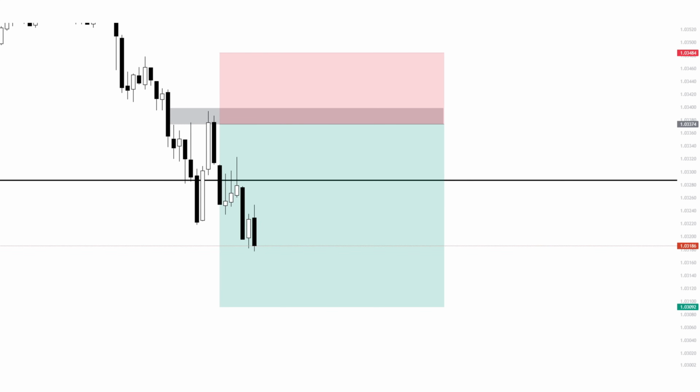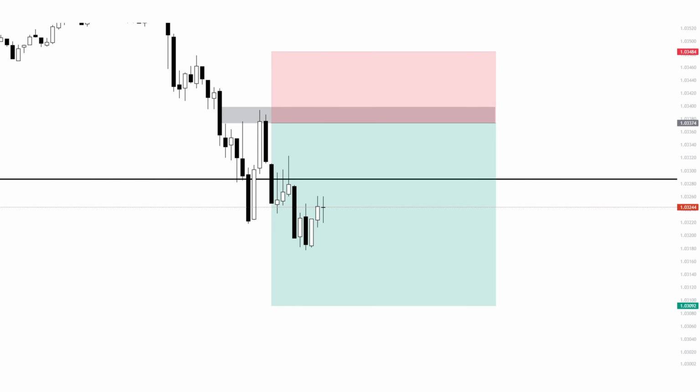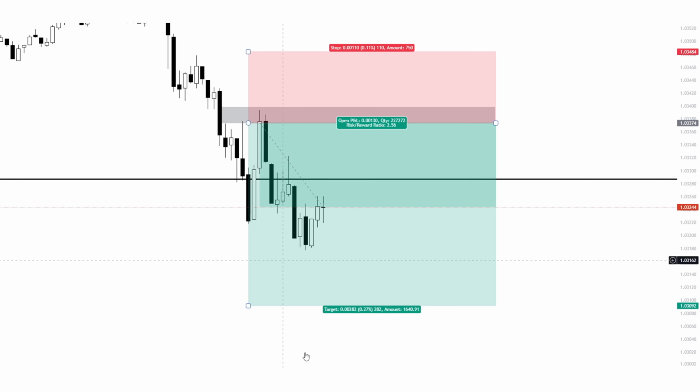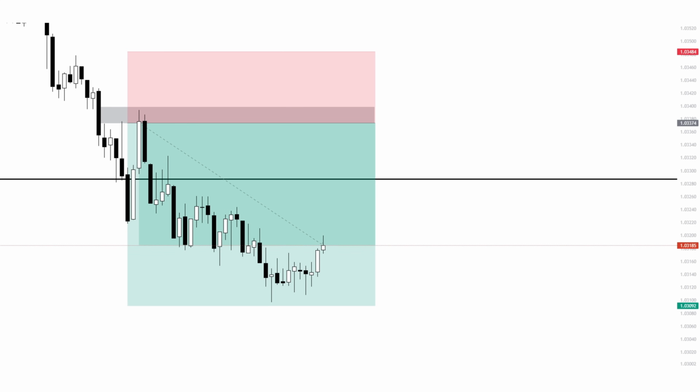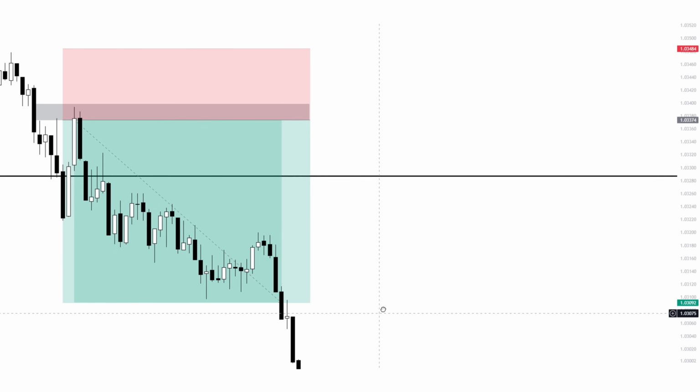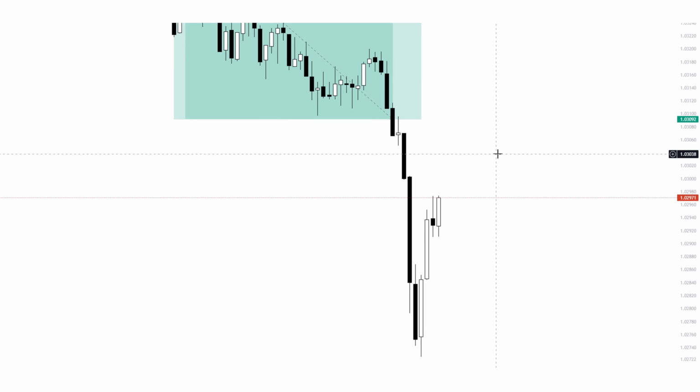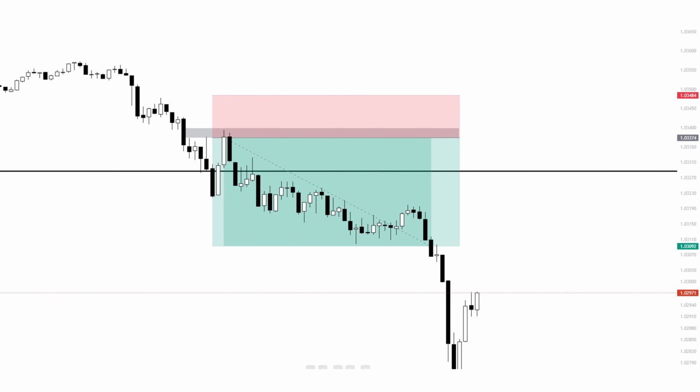So we got the pullback that triggered the setup and an instant rejection to the downside. Now we form internal lower lows and internal lower highs. Very simple setup. And the market actually went much lower. So basically, after breaking the swing lows, it flipped into a high time frame downtrend.